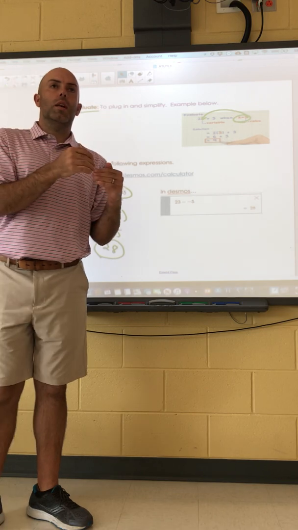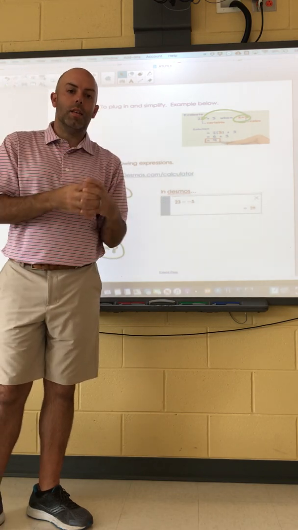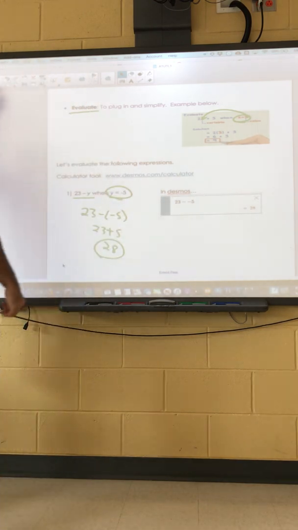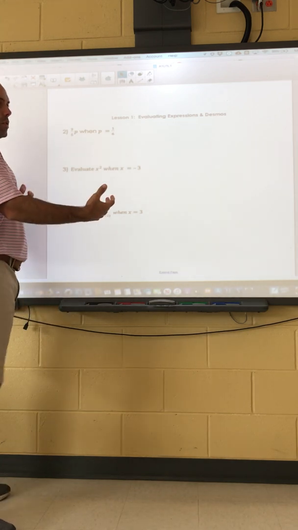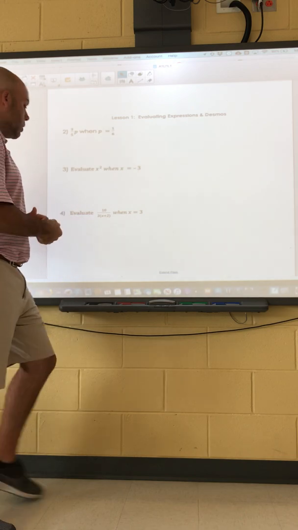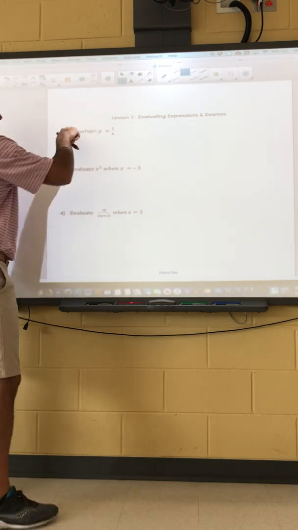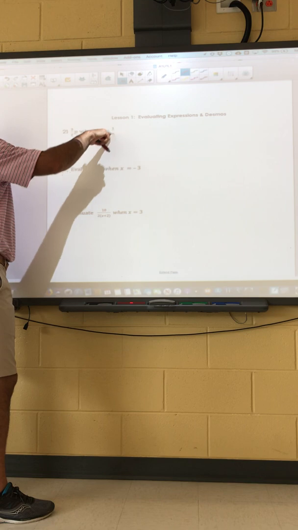So as we do these examples, you want to be able to do both ways and get that same solution. Okay, so as we move forward into our practice and going through these, I'm going to show these examples, and then you can try the rest yourself. So in this case, we see 3/5 p when p equals 1/6.